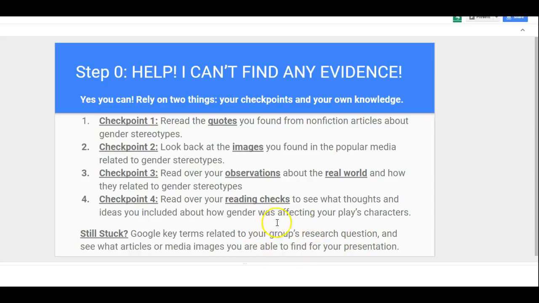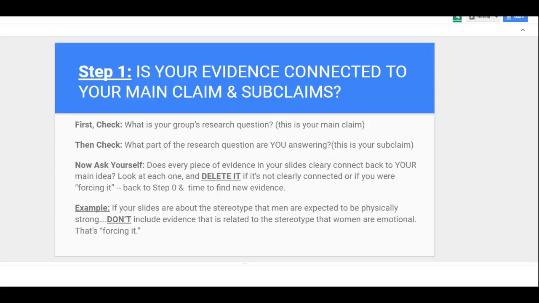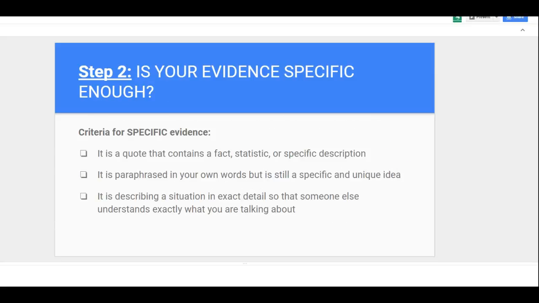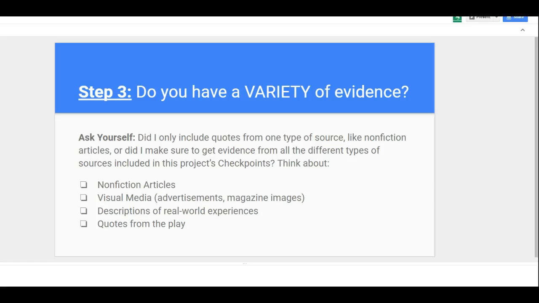Now, this is not a group project. It will say group a lot, but this is something that you will do as an individual. So if you ever see anything as working together, it's very hard for us to do collaboration. You're pretty much on your own with your learning coach, trying to find that evidence. Okay, specific evidence, quotes with facts and statistics. You paraphrase it in your own words, and find a variety, not just one type of evidence. Look for some visual media, look for some articles, look for some quotes.